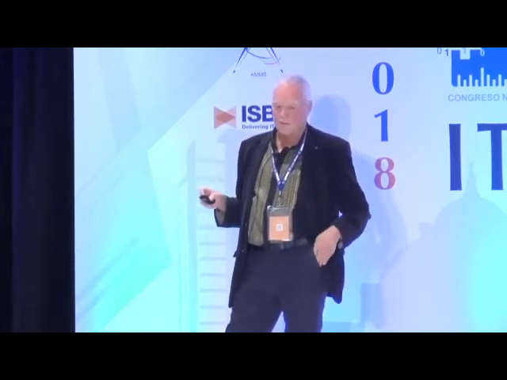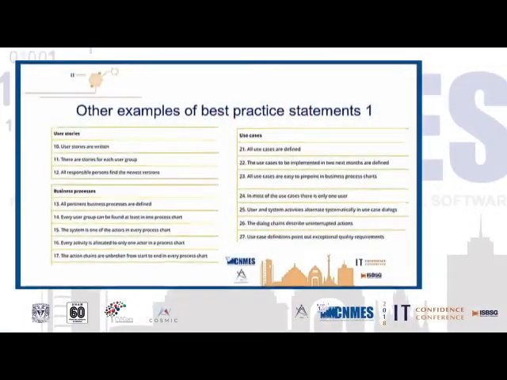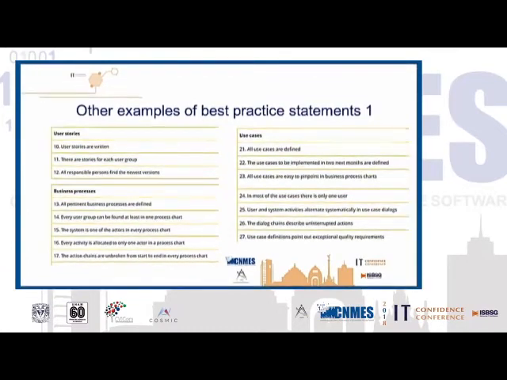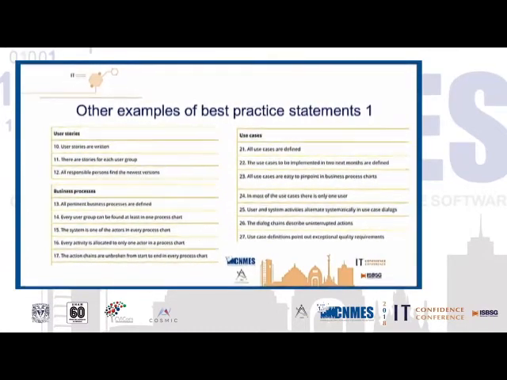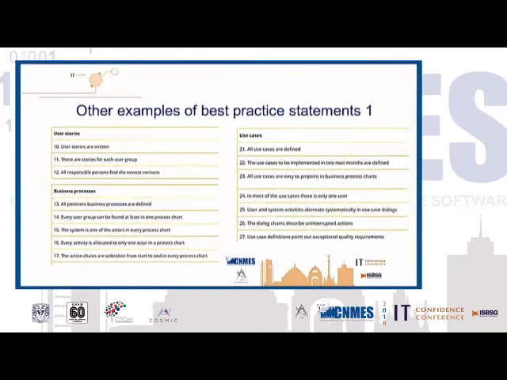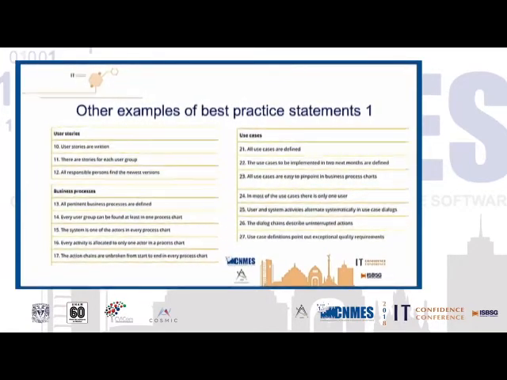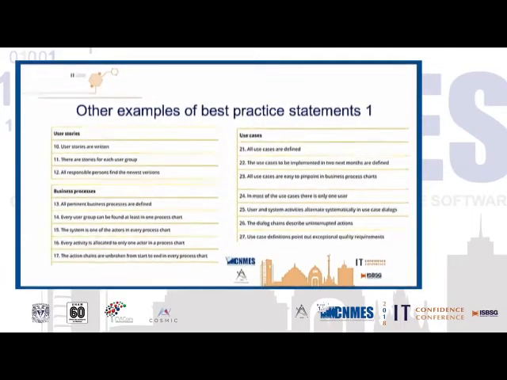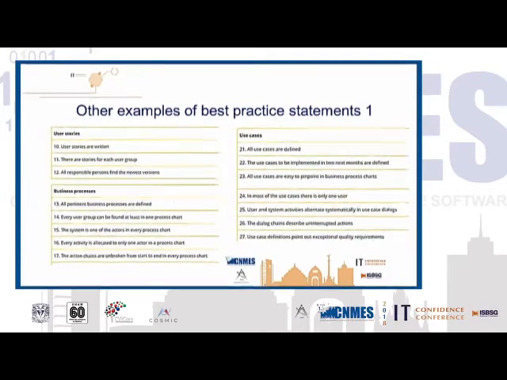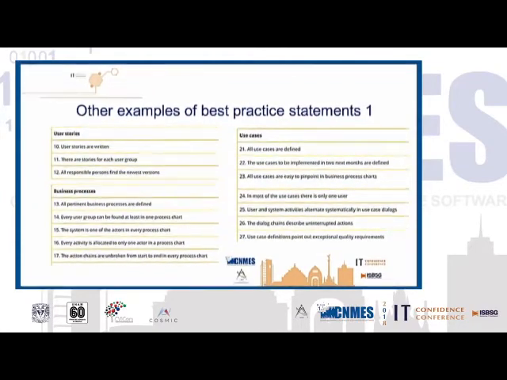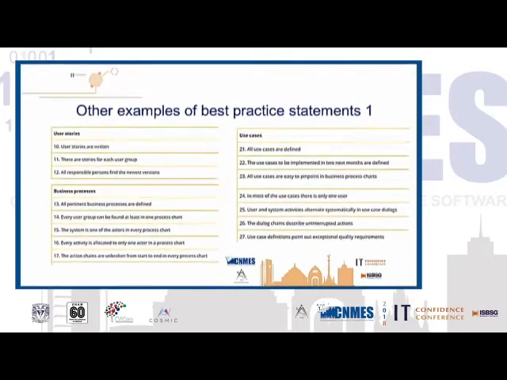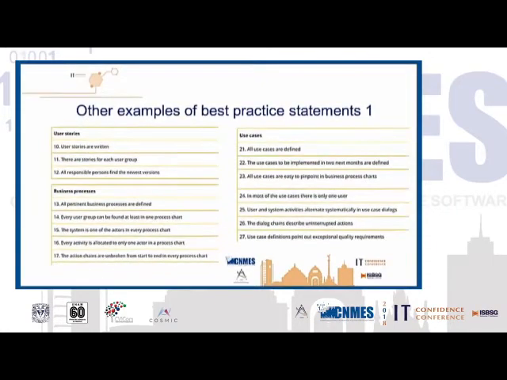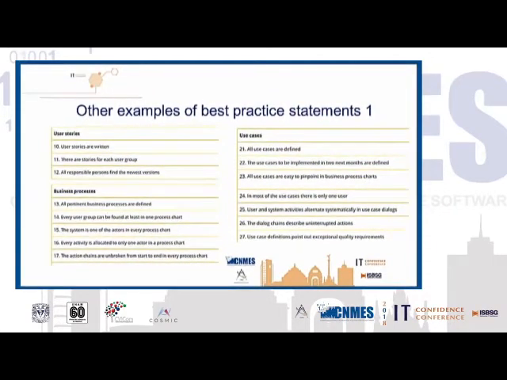These are just examples. You can read the document, but such statements are everywhere, and there is also mapping. You see here the business processes on the left side, and there are best practices that every user group can be found in at least one process chart. Because if a user group is nowhere, it's not a user group. It must be somehow involved in some business process. So such little best practices are collected here.